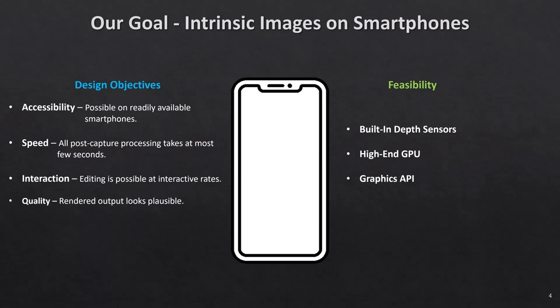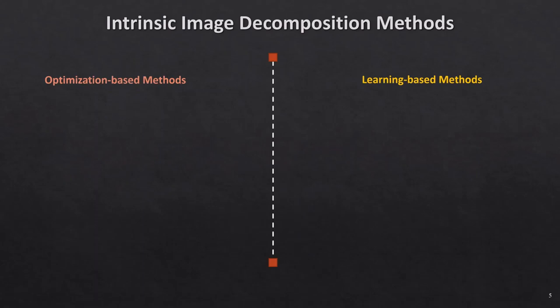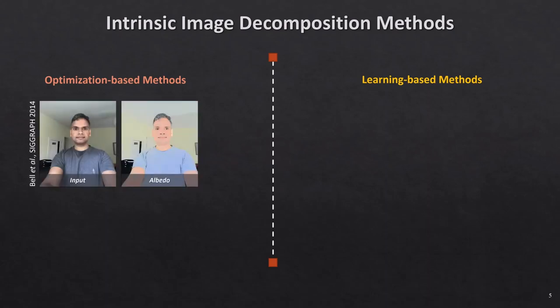The existing intrinsic decomposition techniques cannot be ported as is on a smartphone for our use case. The existing techniques can be broadly classified into optimization-based methods and learning-based approaches. For optimization-based techniques, we generally minimize a cost function to estimate albedo and shading. These solutions are relatively slow and mostly do not perform at real-time or interactive rates.